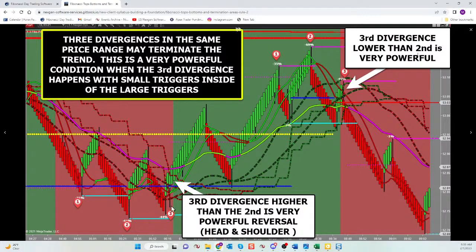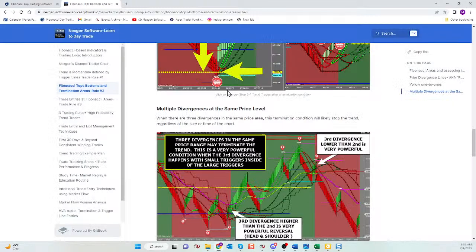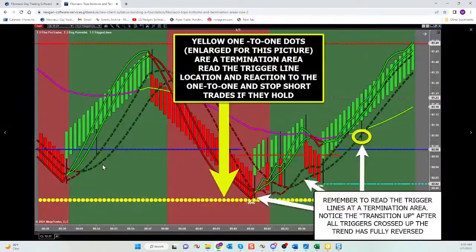You may get 3 in the same area. Remember, what happens in 1 bar on the 13.2 may happen in 20, 25 bars on the 5.1. So when you see these 3 divergences on the smaller, faster chart, it's going to help you identify that change that's happening on the 13.2. Does that make sense?